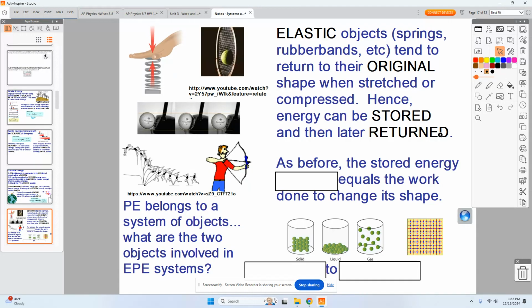When I let this go, what am I doing? Because I'm not storing any energy in its shape. So that's the idea. It has to have a natural shape that it wants to return to. As before, the stored energy is ideally equal to the work done to change its shape.